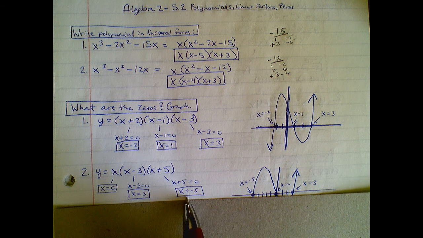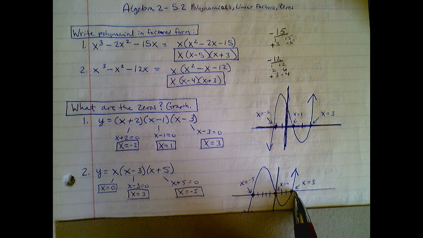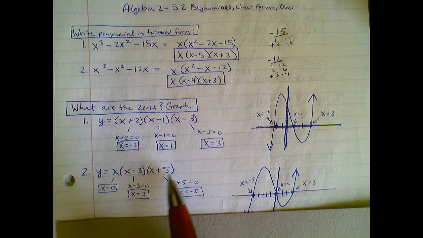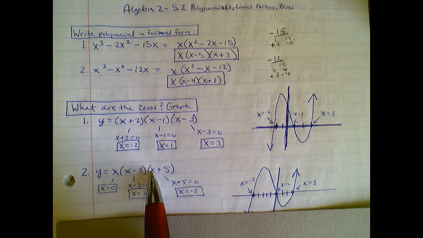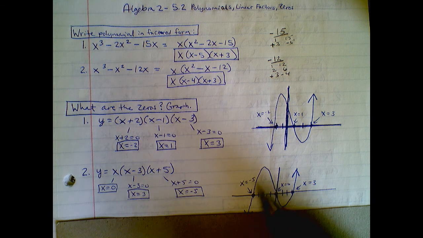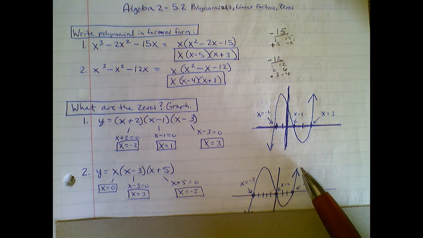negative 5. Now if we look at the graph, it's going to cross at negative 5, it's going to cross at 0, and it's going to cross at 3. Now notice, for this one, if we would put this in standard form, notice our leading terms, we have an x and then an x and an x. X times x times x would give us x to the third power. So that's why we get this overall shape, that it has the two curves. The arrows are going opposite directions, and it's positive, so from left to right it's increasing.